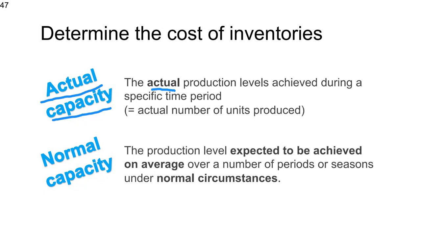Actual capacity is the actual level, the actual number of units that we've produced in a given year, right? Now, when will we know that number? What time of the year? At the beginning or the end of the year will we know the actual number? Type out in the chat. When will we know about the actual number that we've produced? The only time we're going to find out about it is at the end of the year.